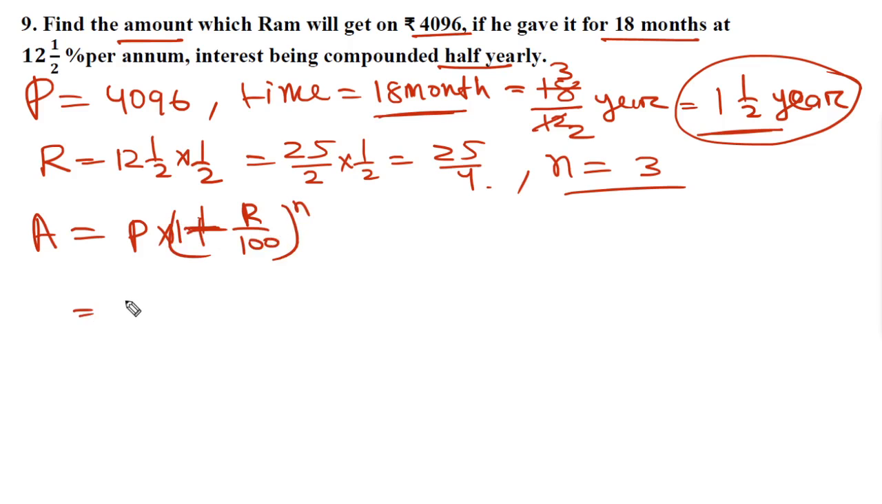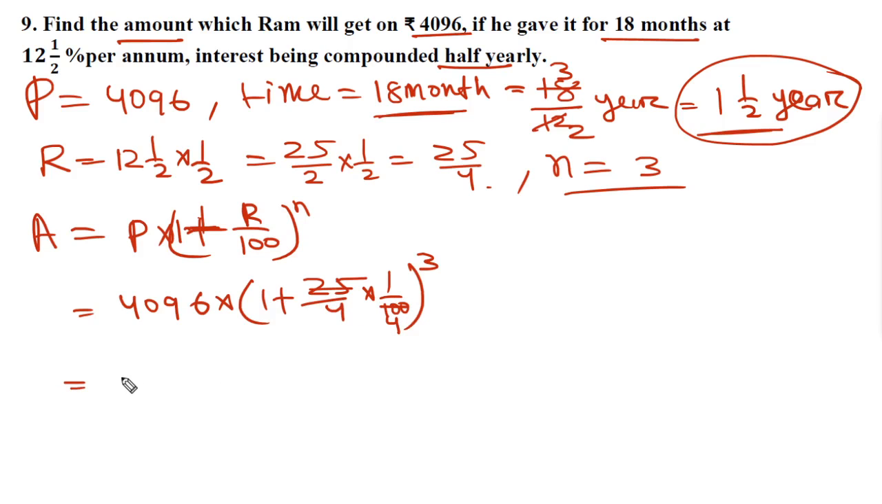So you know that P is 4096 into 1 plus R, here it is 25 by 4, R by 100. So R by 100 is the same as R into 1 by 100. To the power n, n is 3 here. Now you can cancel it. 25 with the 100. So it will be equal to 1 plus 1 by 4 into 1 by 4.